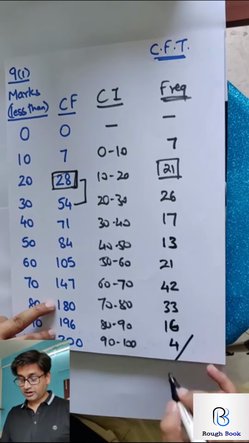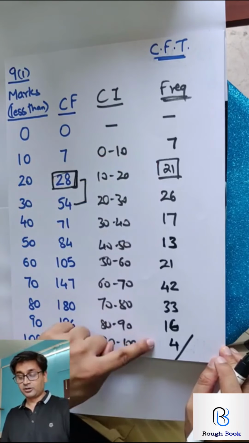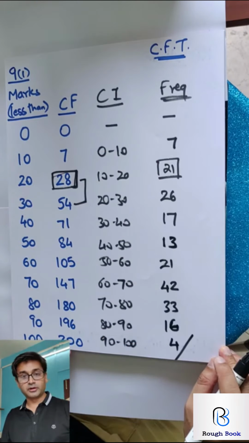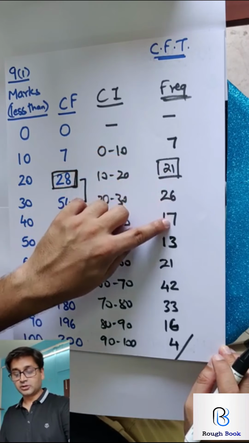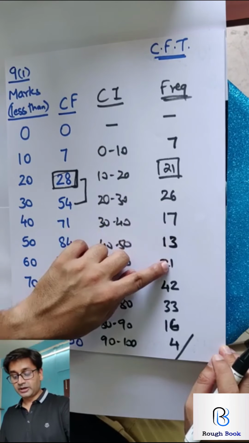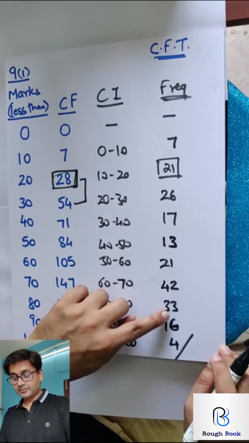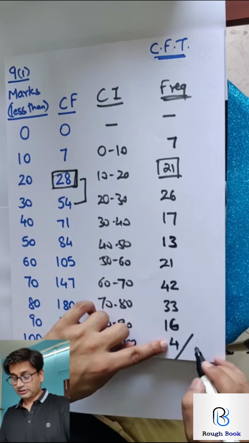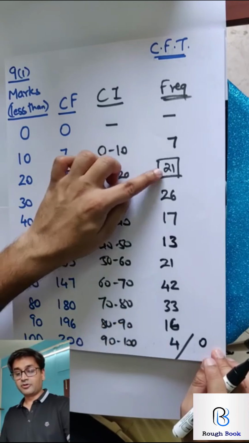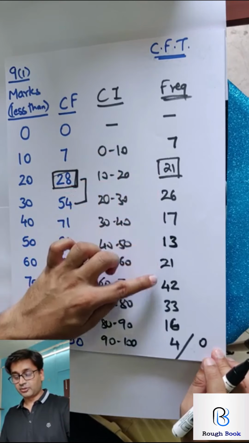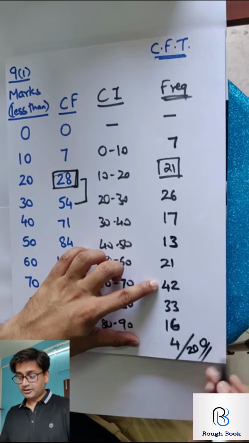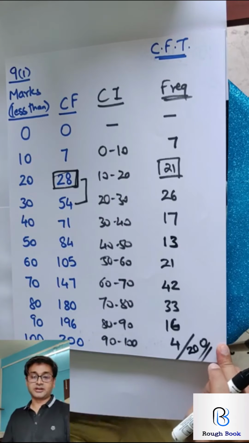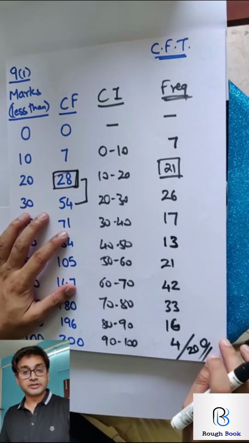How will you check whether our answer is correct or not? Add all of these and the number should be 200. Okay, so let's check. 7 plus 1, 8. 8 plus 6, 14. Adding the rest, we get up to 200. So all these frequencies are correct. So that's your cumulative frequency table.